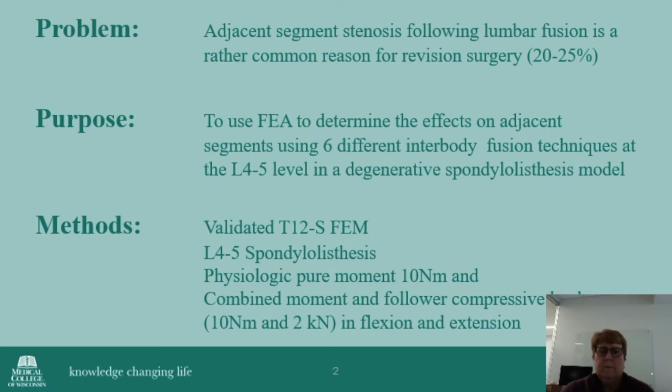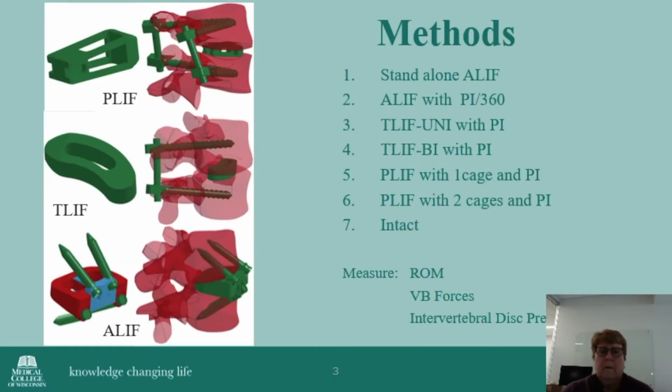The problem that we're trying to address is that of adjacent segment stenosis, which is a cause for revision surgery in approximately 20 to 25% of cases. We have 6 clinical scenarios in an intact spine. This includes a standalone A-lift with posterior instrumentation or 360, T-lift unilateral and bilateral, both with posterior instrumentation, and PLIF with 1 cage, 2 cage, and posterior instrumentation.